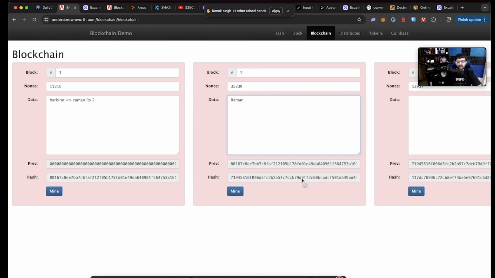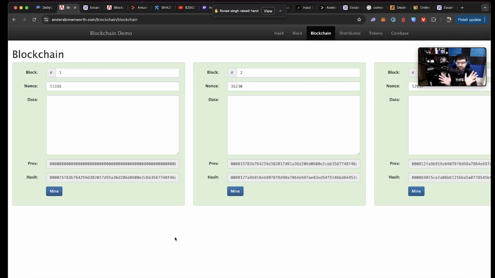Notice how everything became red though. If I change something over here, everything became red. That is the TLDR, or like the shortcut of why blockchains are safe. But let me explain it a little bit better. If you look at this, everything is green over here. What does green mean? The first hash over here starts with a few zeros.